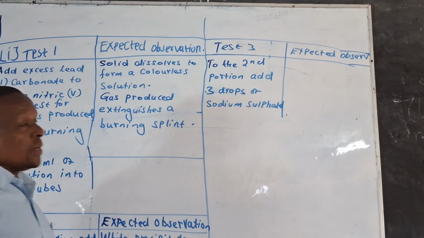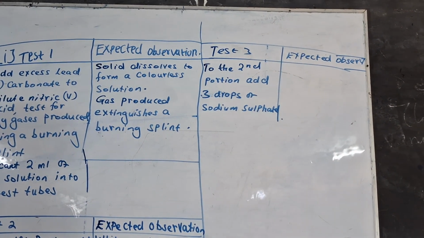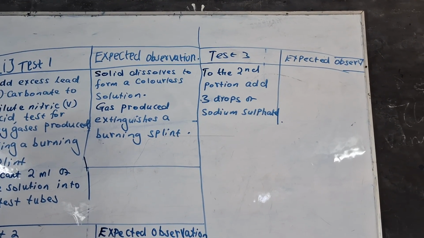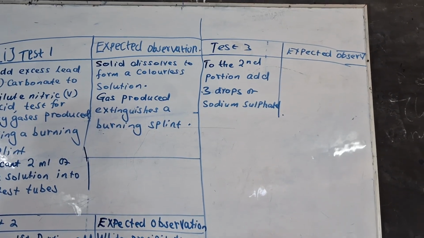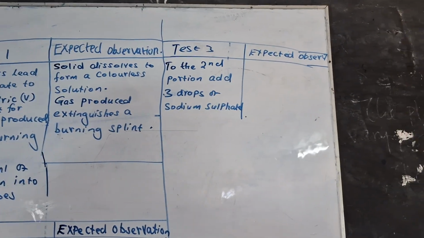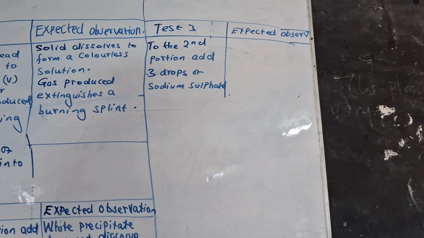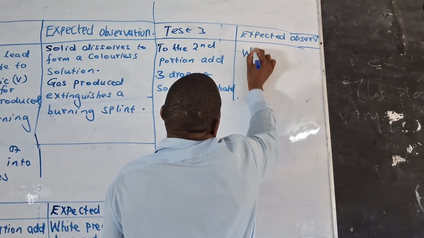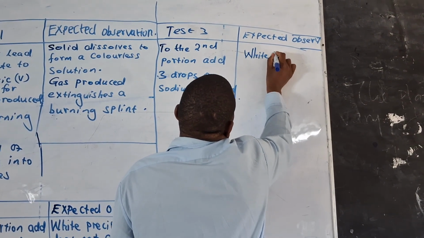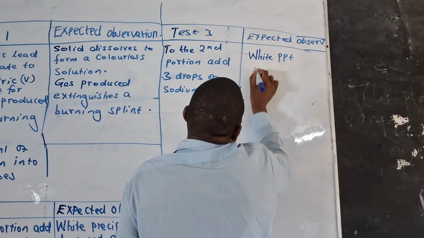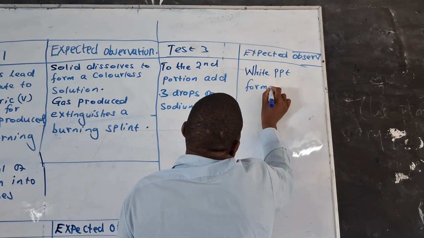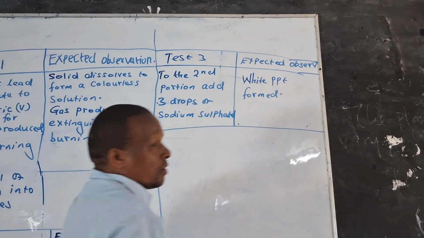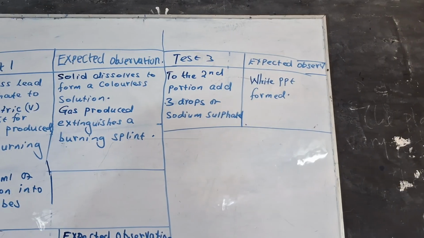Good. What do you expect? Sodium sulfate will react with lead 2 nitrate, or lead ions will react with sulfate ions to give us what? Lead sulfate, which is a white precipitate. So here, the expected observation, you write white precipitate formed. And that way, we will have confirmed the presence of lead 2 carbonate.